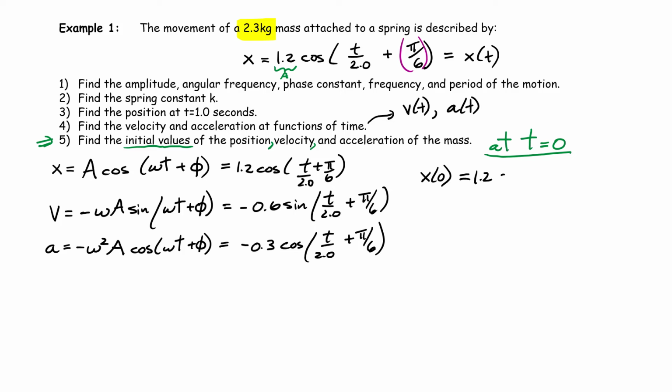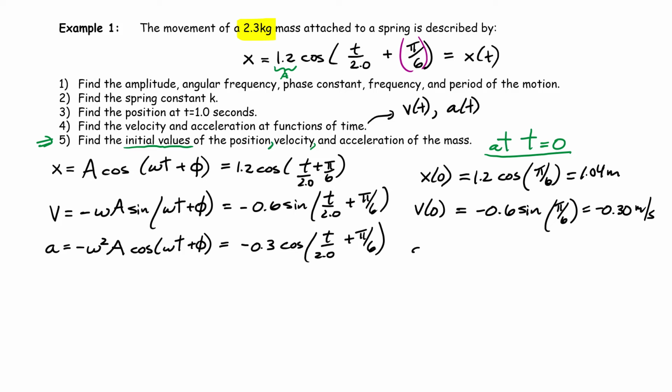This is 1.2 cosine. Now the term that multiplies time goes to 0 because you've substituted 0, so you're left with pi over 6. We put that in a calculator, and you should get 1.04 meters. The initial velocity, again substituting 0, simplifies to minus 0.6 sine of pi over 6. This gives me minus 0.3 meters per second. And the last one now is the acceleration, at time equals 0.